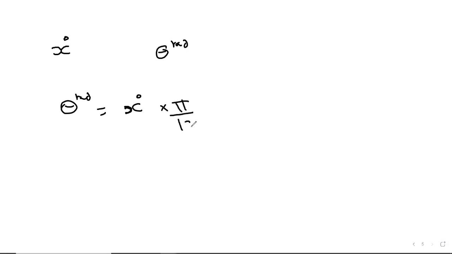And as you know, if we have x degrees and we need to get theta radian, theta radian equals x degrees, the angle measured in degrees, multiplied by pi over 180. And if we want to find x degrees, it's theta radian multiplied by 180 over pi. That's it.